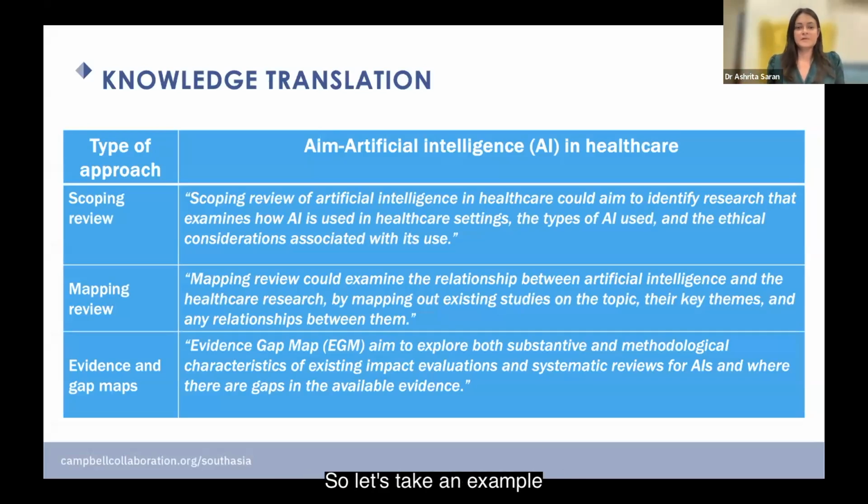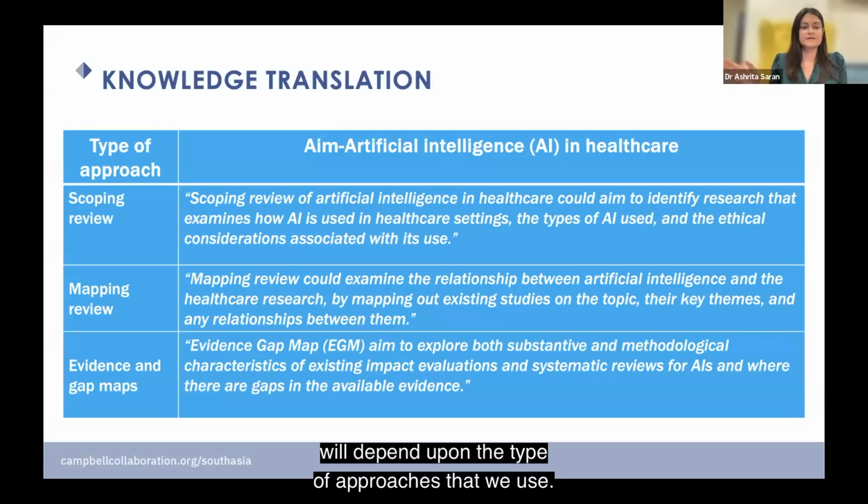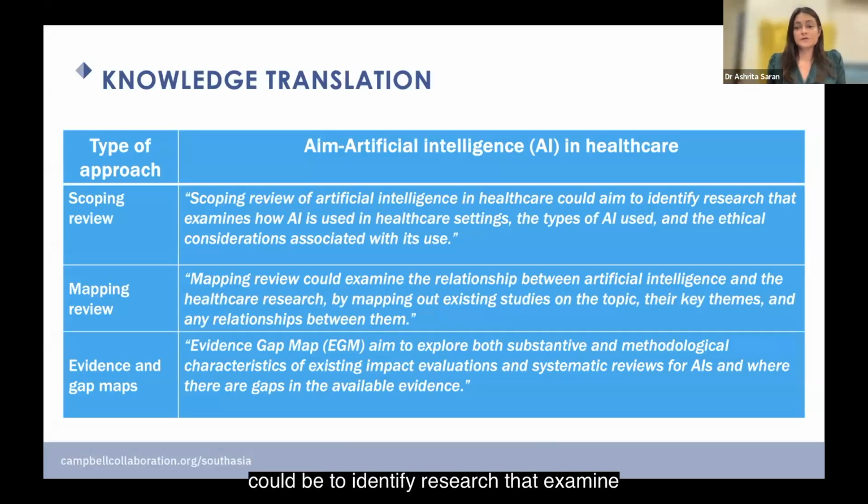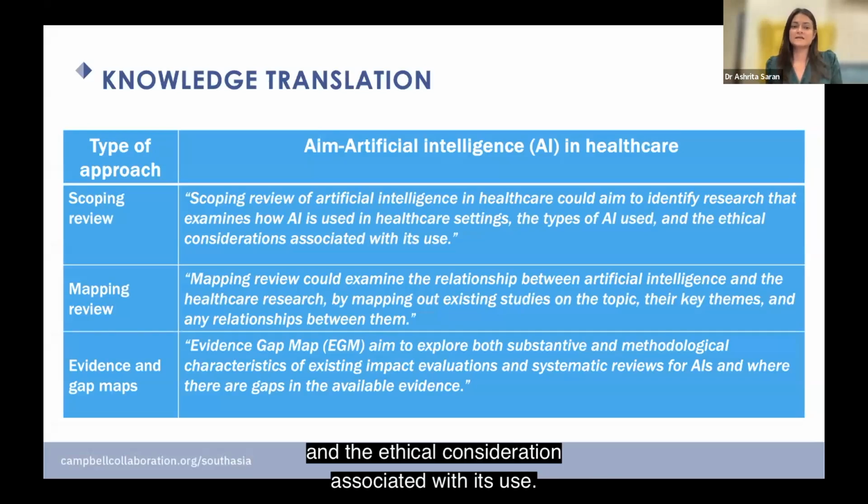So let's take an example of artificial intelligence in healthcare and see how the aim of these research questions will depend upon the type of approach that we use. For example, if you're using scoping reviews, the aim of the scoping review for this particular research topic could be to identify research that examines how AI is used in healthcare settings, the types of AI that have been used, and the ethical considerations associated with its use.